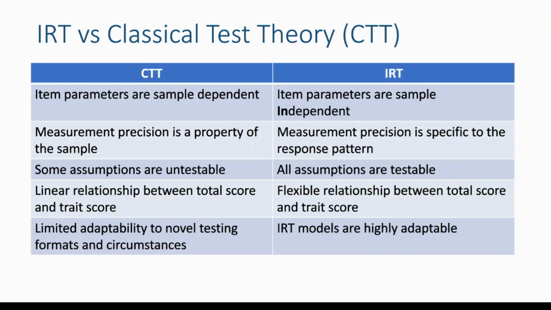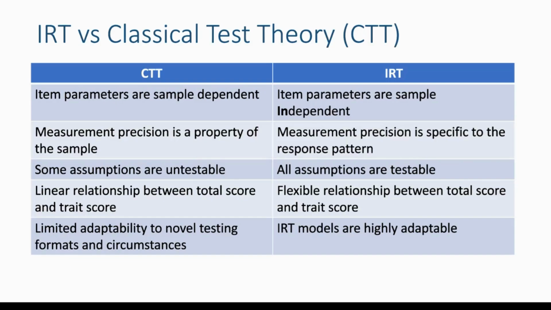However, in IRT, item parameters are sample independent. Another thing we're going to notice between the two techniques of CTT and IRT is that measurement precision is a property of the sample, very similar to the first point about item parameters being sample dependent. In IRT, measurement precision is going to be specific to the response pattern. What this means specifically is in our 10 item example, the measurement precision is going to depend on how you have responded to each of the 10 items.